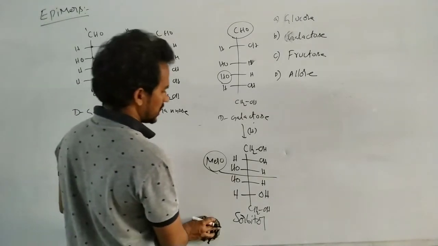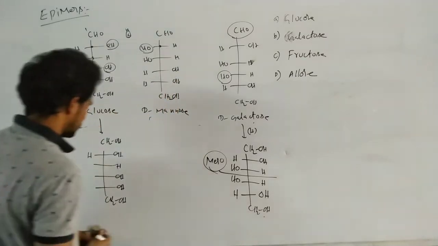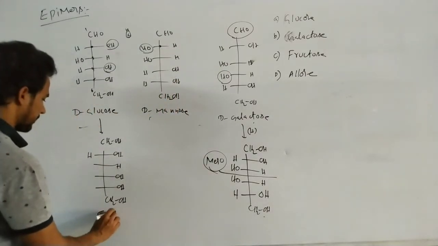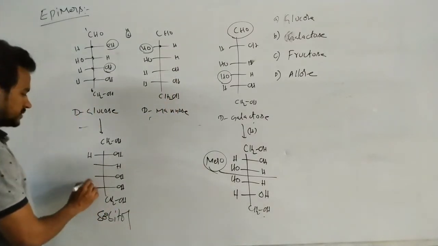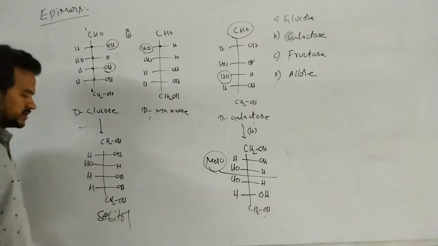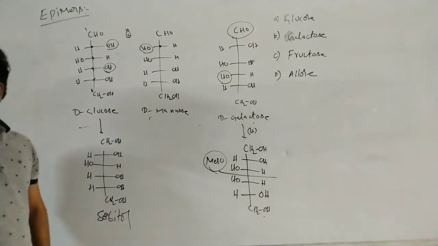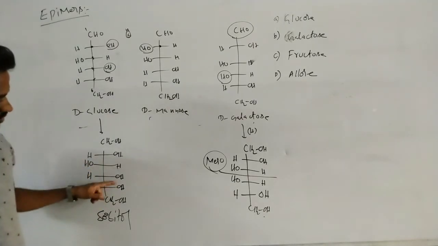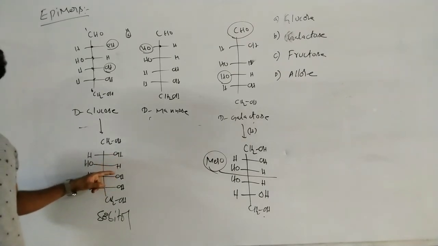It's not a sorbitol, it is a galactose. Okay, this is sorbitol. Hydrogen, this hydrogen, this OH. This one has no plane of symmetry because of OH, OH, here H, OH.